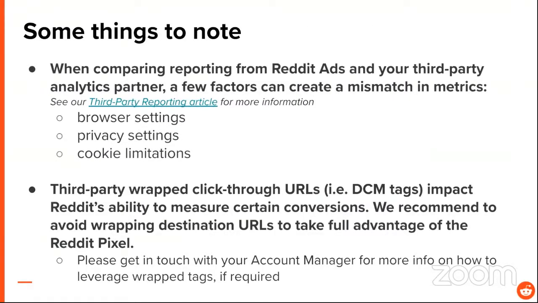And some things to note, when comparing reporting from Reddit ads and your third-party analytics partner, a few factors can create a mismatch in metrics. We have some articles that dive deeper. And also third-party wrapped click-through URLs, like DCM tags, can impact Reddit pixel placement. We recommend talking with your account manager to figure out what makes sense for your account.